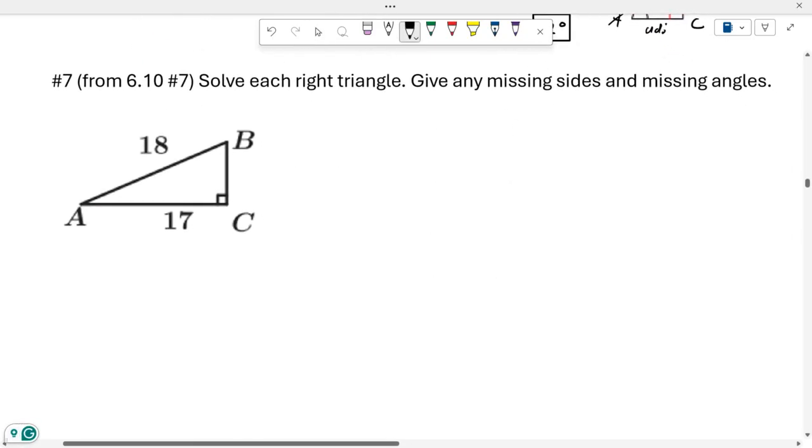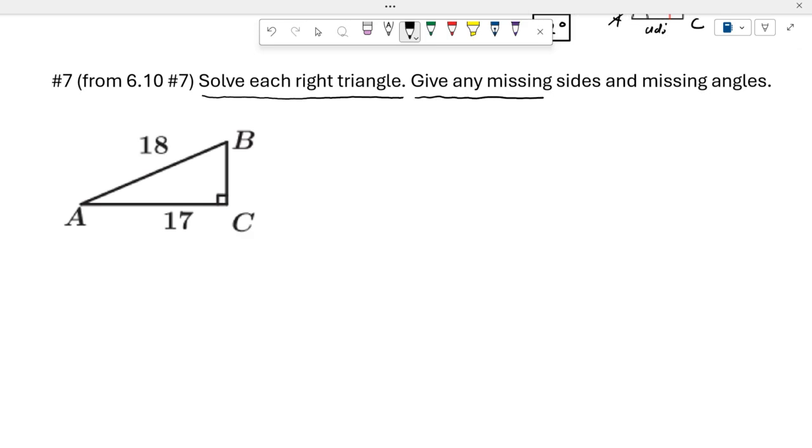Question 7, which is from the original book. Solve each right triangle. Now, in case you don't know what it means to solve a triangle, it tells you in the second sentence. What that means when it says solve a triangle, it means give any missing sides and missing angles. So even if you didn't know what it meant to solve a triangle, the second sentence tells you what the first sentence means to do.